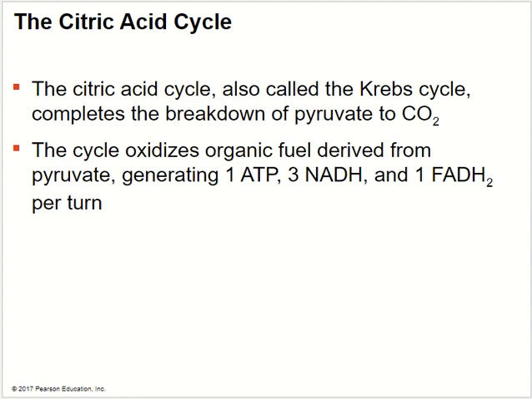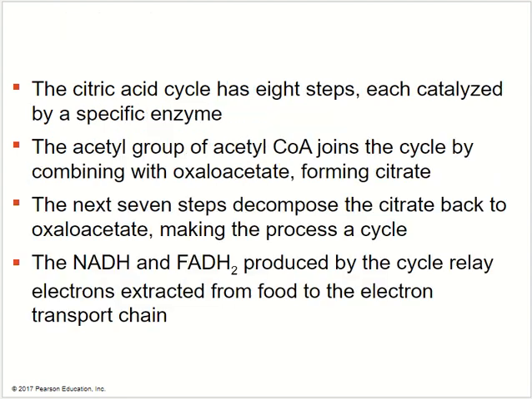Of which we'll have 2 turns from our 2 pyruvates from our 1 glucose molecule. The citric acid cycle has 8 steps, each catalyzed by a specific enzyme. The acetyl group of acetyl-CoA joins the cycle by combining with oxaloacetate, forming citrate. The next 7 steps decompose the citrate back to oxaloacetate, making the process a cycle. The NADH and FADH2 produced in this cycle relay electrons extracted from the food to the electron transport chain.